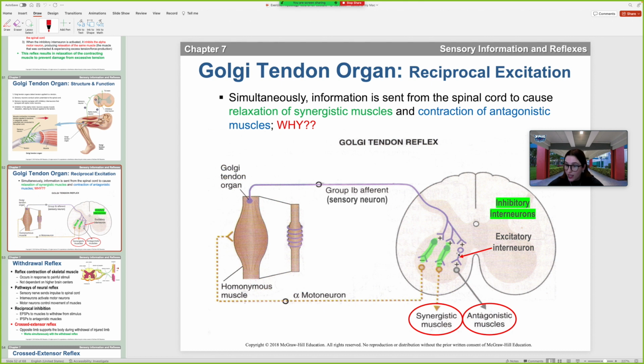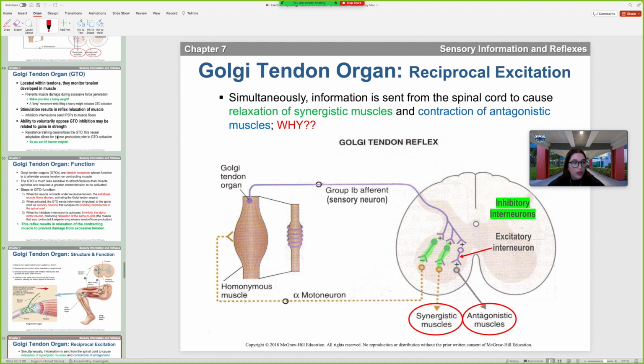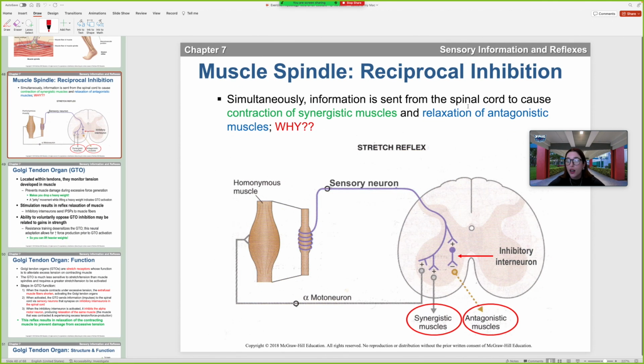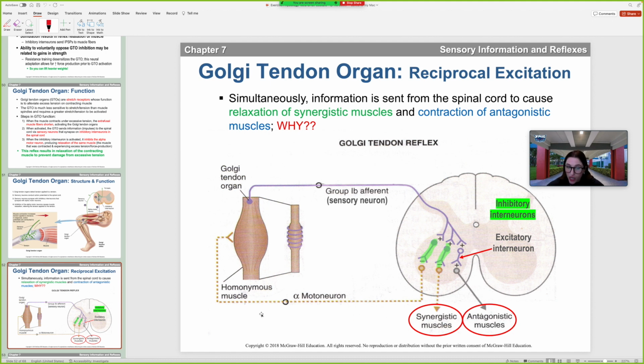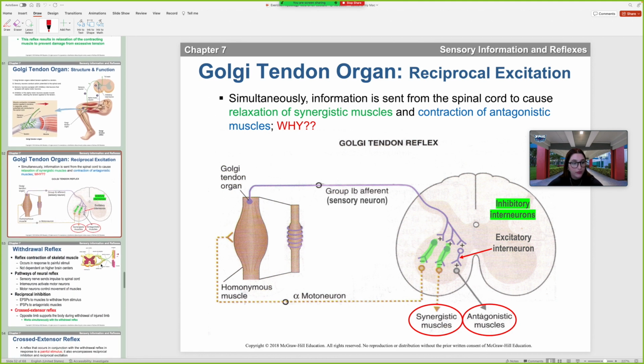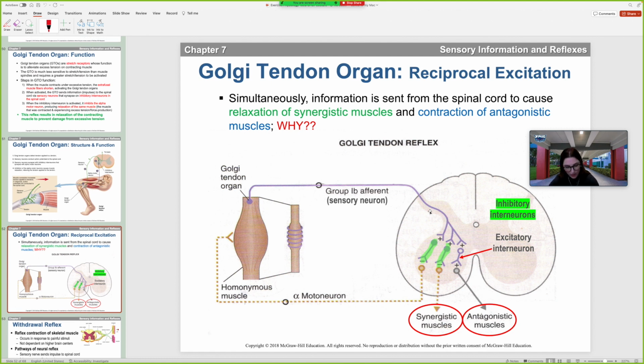This stimulates this, which stimulates the antagonistic muscles, okay? So again, it's like the exact opposite of the muscle spindle. The muscle spindle detects stretch and causes contraction of that same muscle and relaxation of the antagonists. That's called reciprocal inhibition, where the GTO causes relaxation of the same muscle and synergistic muscles and contraction of the antagonistic muscles. Okay? So what do I want you to know about these topics?